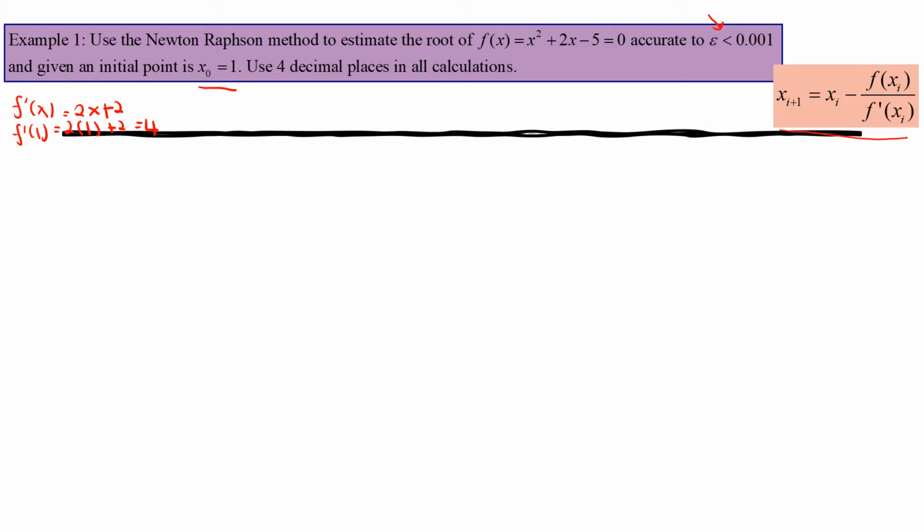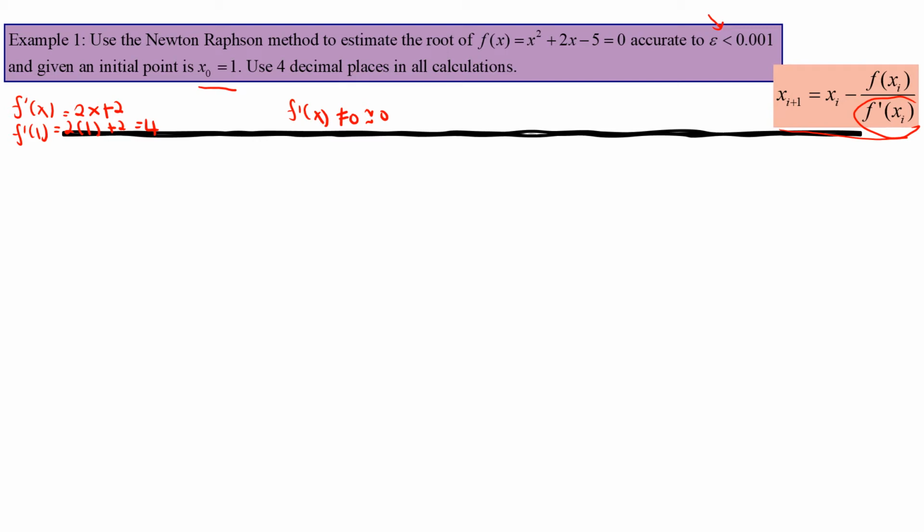So f prime of x0 is the denominator. You can see here, if the denominator is equal to 0, you will get an error. So you have to make sure f prime of x is not equal to 0 or approximately 0. So for this problem, 1 is a suitable initial value to proceed with the Newton-Raphson method.